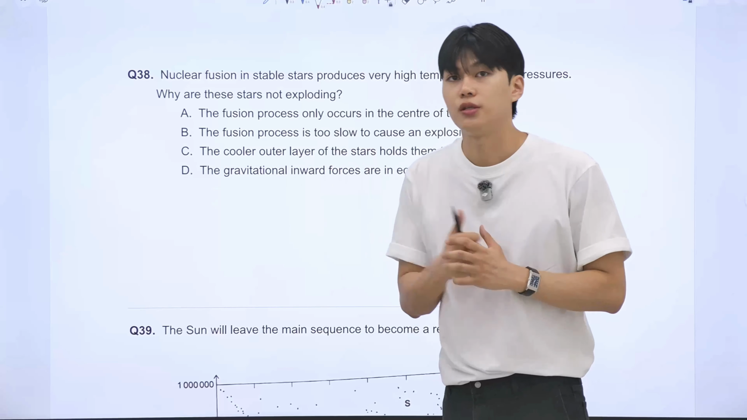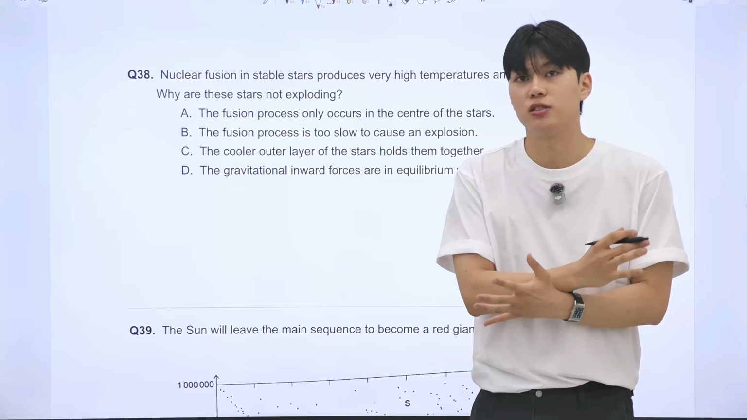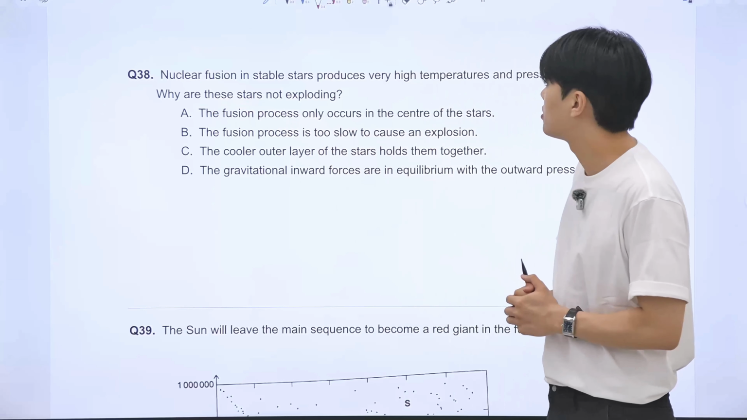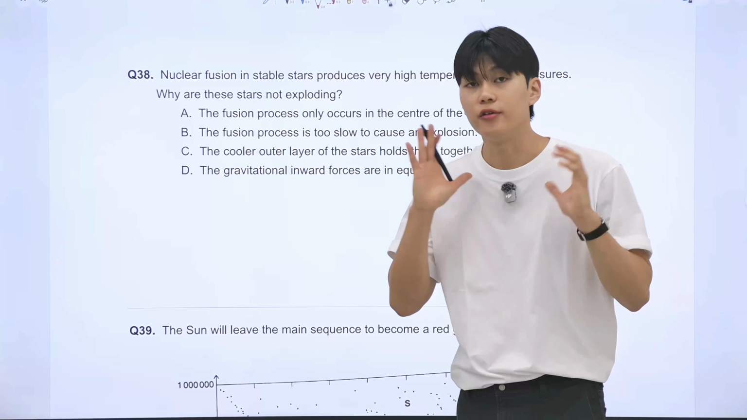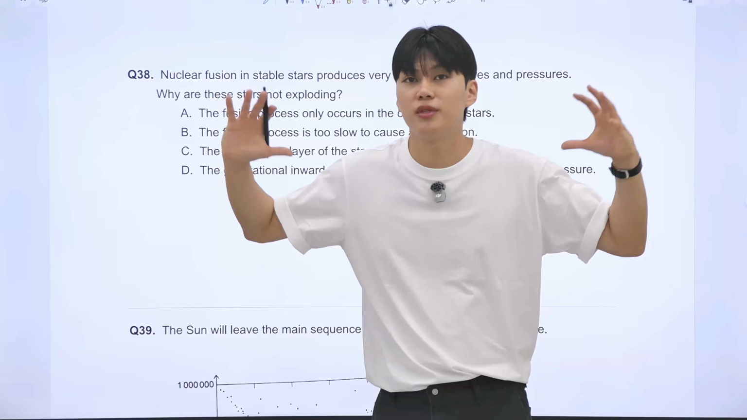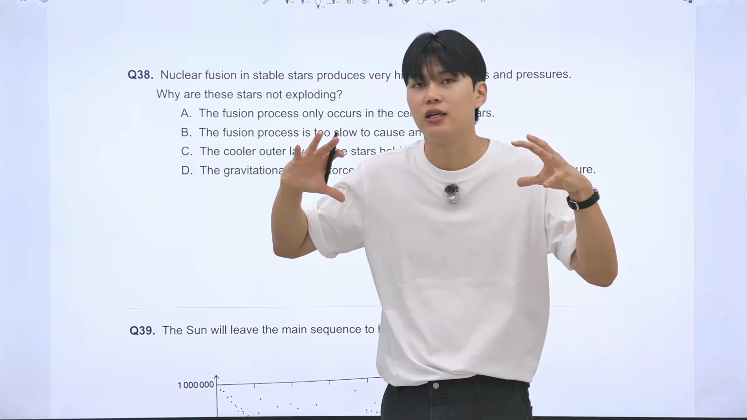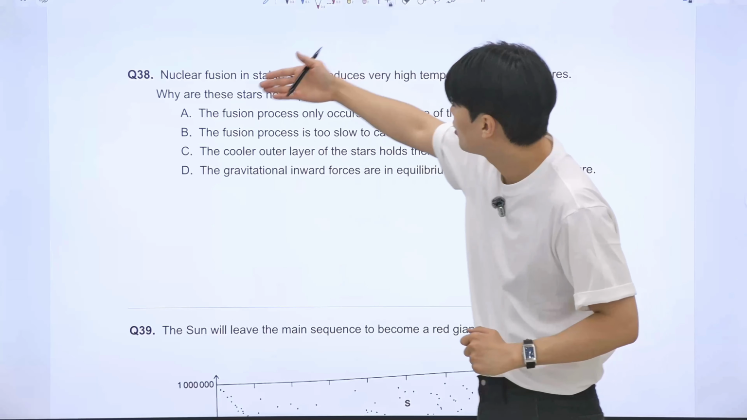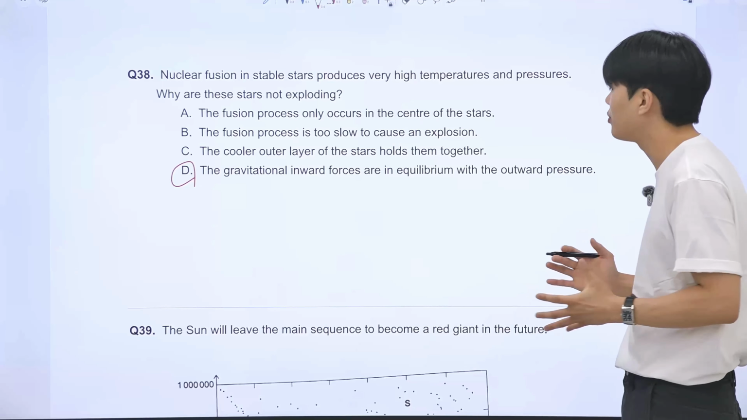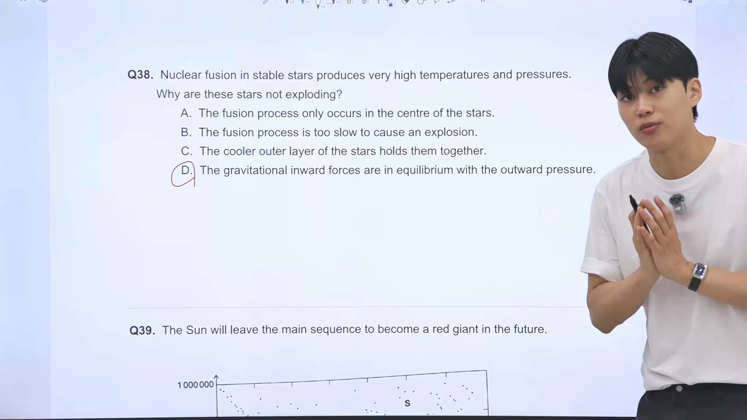Next, we have question 38. They're talking about nuclear fusion, which is the opposite of the previous questions. They said, why are these stars not exploding? So you have to think about why they are not exploding outwards, because they have something holding inward, right? So we have to think about something grabbing inward. If you read it out A to D, then we have D, which is the gravitational inward force is in equilibrium with the outward pressure. That's correct, right? So we have outward radiation pressure, something cool, right?